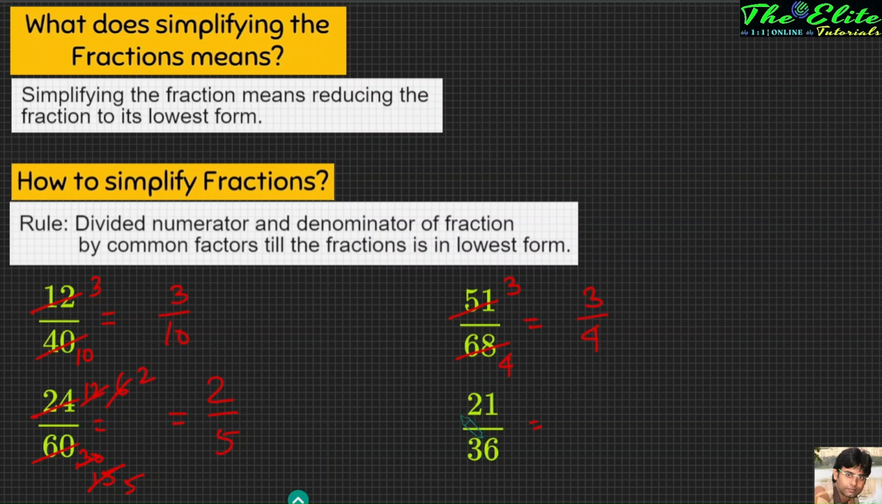Simplified. Here, 3 times 7, 3 times 12. Okay, so 7 over 12 will be the simplest form, or the lowest form. Divide the numerator and denominator of fractions by common factors till the fraction is in the lowest form.